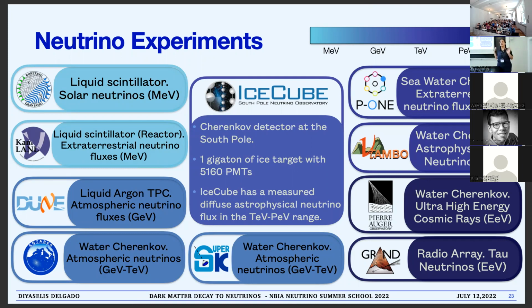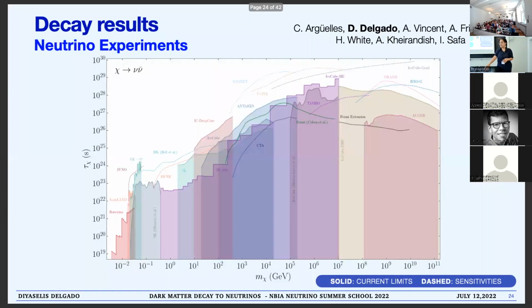I like showing those plots because they show us not only the energy range, but also the different types of ways of searching for neutrinos. So, okay, it's a very busy plot, so let's break it down. First, we have the solid lines, which are the current limits from current experiments. And then we have the dashed lines, which are sensitivities from prospective experiments that are not yet established.